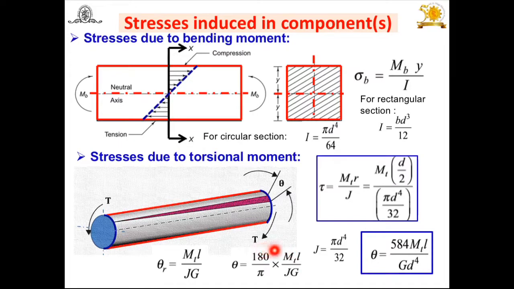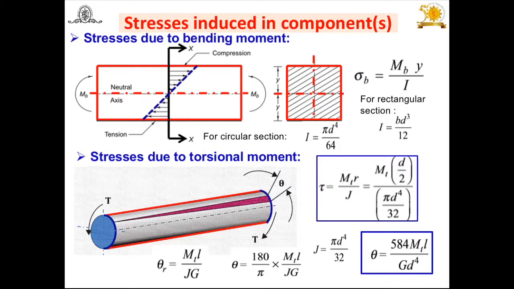Again, J is the polar moment of inertia for a circular cross section, pi by 32 into d raised to 4. We substitute, and at the end you will get theta is equal to 584 Mt L upon G into d raised to 4. By using this expression we can find the angle of twist. How much is the permissible limit of angle of twist depends on the type of shaft, whether a line shaft or a spindle shaft. When theta is within the permissible limit, we can say our design is safe for the shaft.